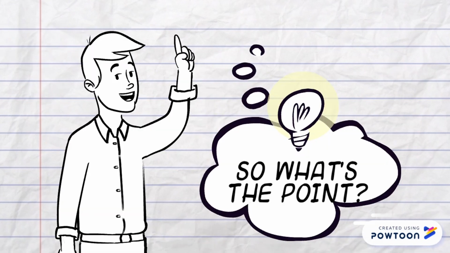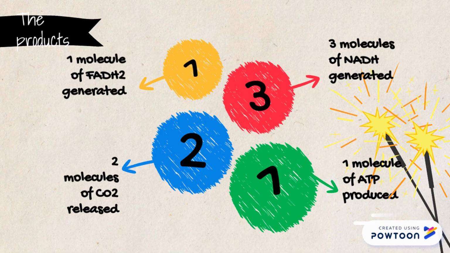So what's the point of this entire cycle? We're taking a look at the products here. The products yielded from the Krebs cycle are 1 molecule of FADH2, 2 molecules of CO2, 3 molecules of NADH, and 1 molecule of ATP. So we see that the ATP created is actually a pretty small amount, so we wonder what the point of this entire reaction was.